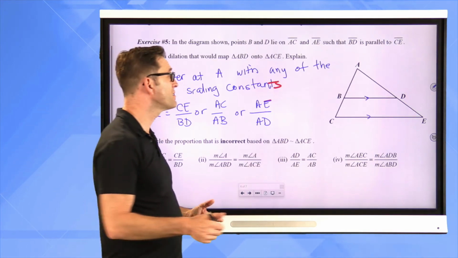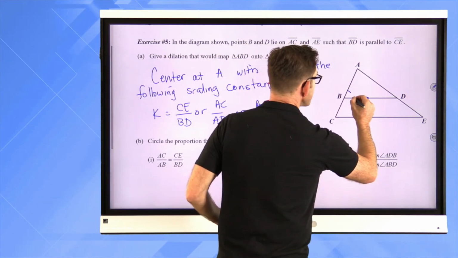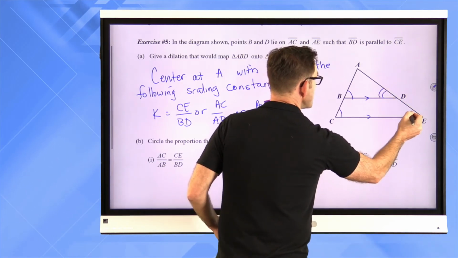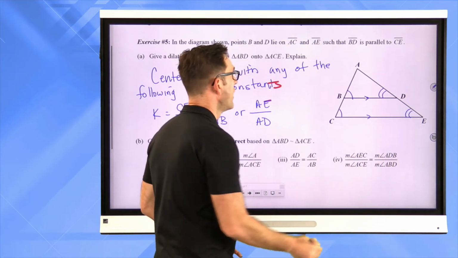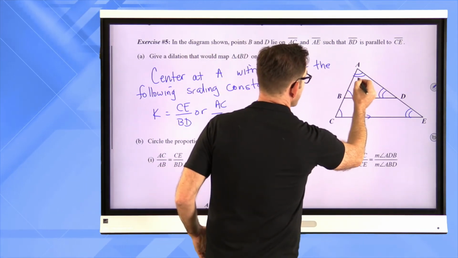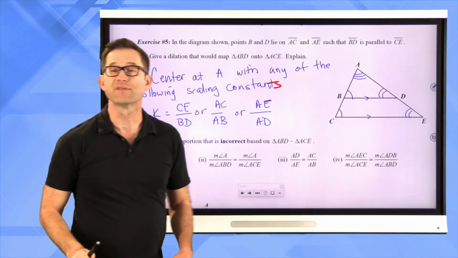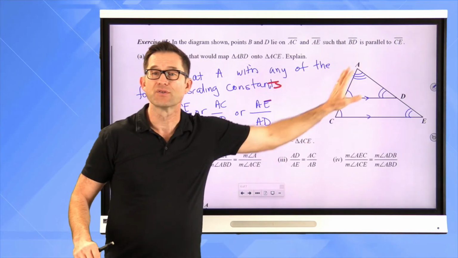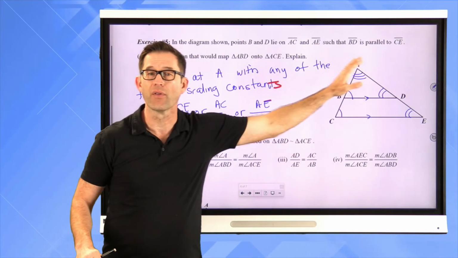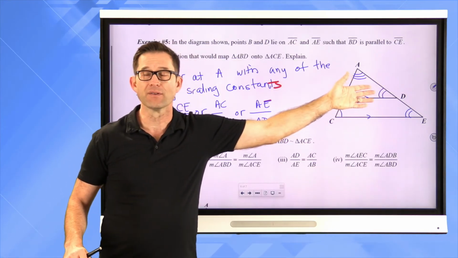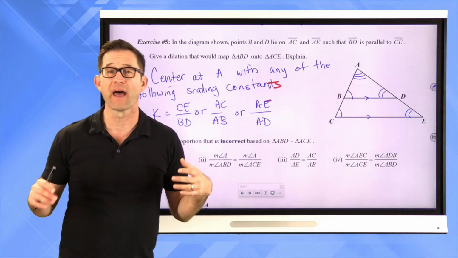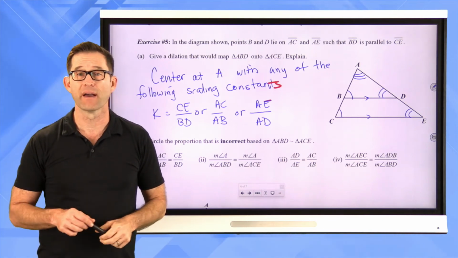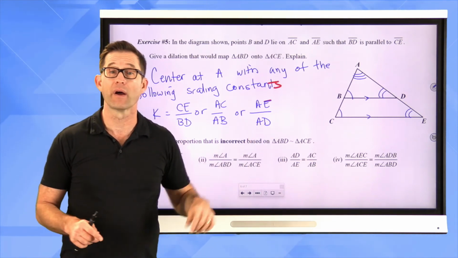And again, it kind of makes sense because these lines are parallel. These two angles have to be congruent. These two angles have to be congruent. Obviously, this angle is congruent to itself. So as soon as I've stretched all the lengths of this triangle out so that they're the lengths of the larger triangle, all the angles are going to remain the same. So I'm going to have these two triangles that have all the same lengths and all the same angles, therefore mapping one triangle on top of the other one.